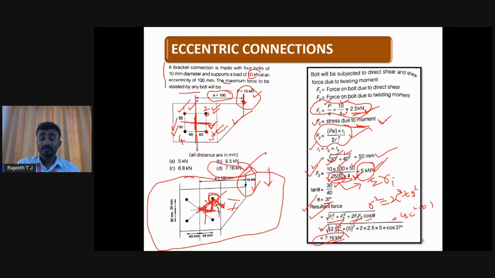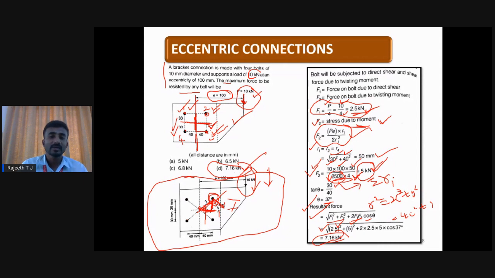Okay, so many times they ask this type of question only. I will repeat this problem. First, we always have to calculate F1. What is F1? F1 is the force on the bolts due to direct shear. So that will be equal to the total force acting on the bracket plate divided by the number of bolts. In our case, the number of bolts is only 4.